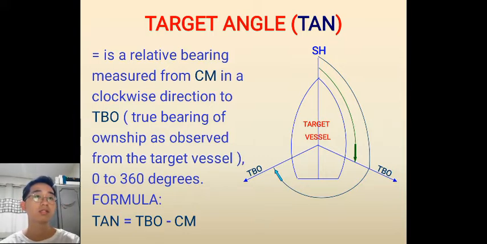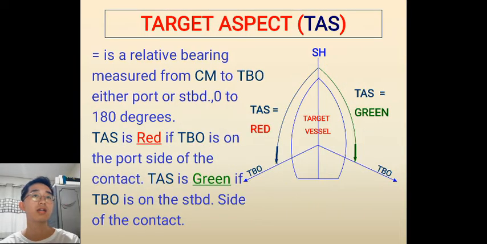So next slide: target aspect, or TAS, is a relative bearing measured from CM to TBO, either port or starboard, from 0 to 180 degrees. TAS is red if TBO is on the port side of the contact. TAS is green if TBO is on the starboard side of the contact, as I've shown in the diagram.